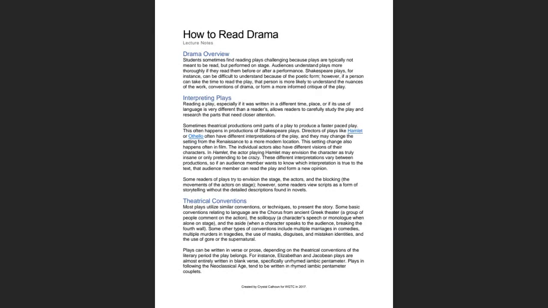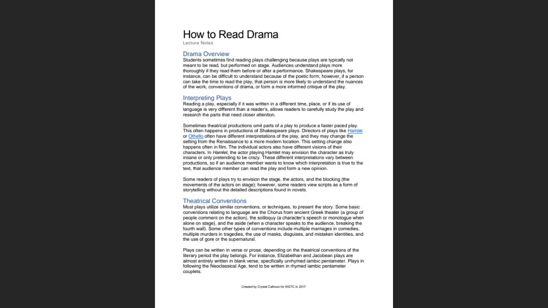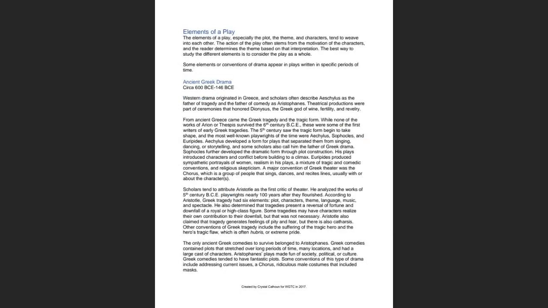Plays can be written in verse or prose, depending on the theatrical conventions of the literary period that the play belongs to. For instance, Elizabethan and Jacobean plays are almost entirely written in blank verse, specifically unrhymed iambic pentameter. Plays following the neoclassical age tend to be written in rhymed iambic pentameter couplets. So the era of the play has different conventions, and we're going to see what that's all about.